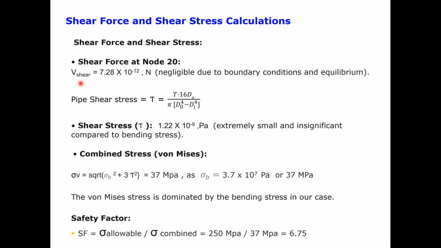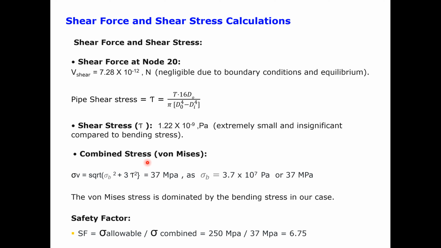So after calculating the shear force, we can calculate the shear stress, which is tau equal to T into 16 dO over pi times dO outer raised to power 4 minus d inner raised to power 4. After substituting, the shear stress tau is equal to 1.22 into 10 to the raised power minus 9 Pa. Extremely small and insignificant compared to the bending stress. So in our case, bending stress is the governing stress.